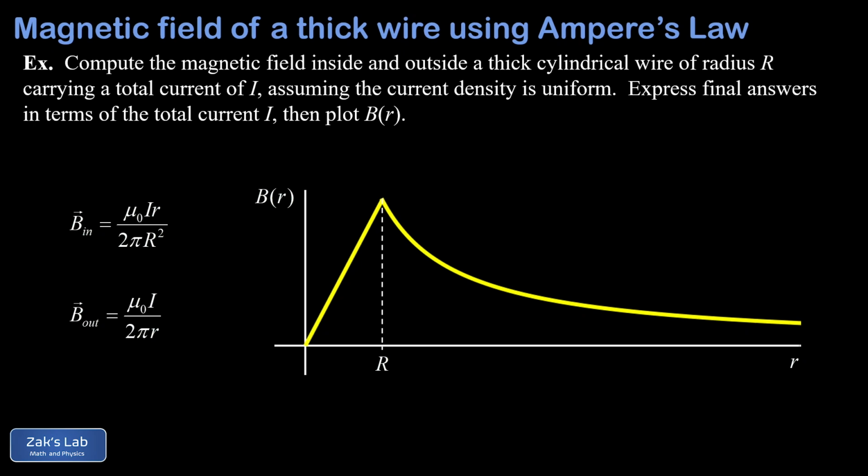In the next video, we calculate the magnetic field inside and outside another thick cylindrical wire, but this time we're actually going to use a variable current density within the wire. So we're going to use a linearly increasing current density, and this actually makes it necessary to compute an additional non-trivial integral in the solution.